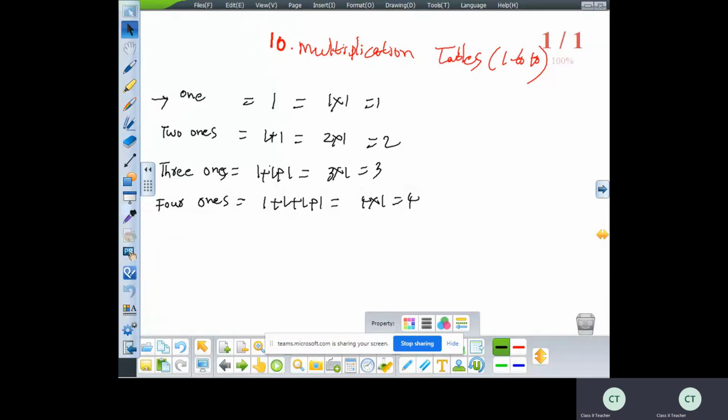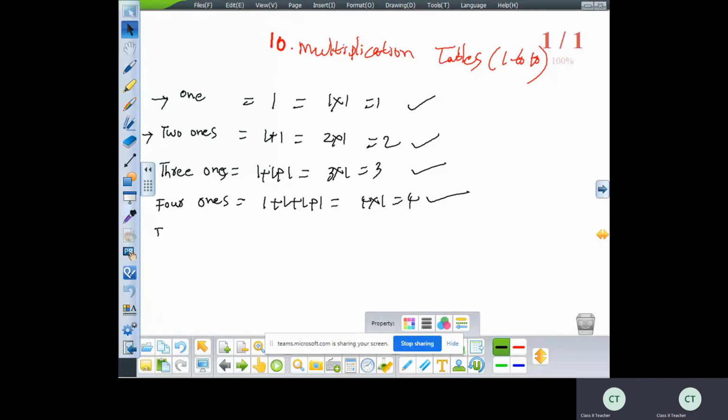2 ones means 1 plus 1. Here 1 is repeated 2 times. 2 times 1. 2 ones are 2. 3 ones, 1 plus 1 plus 1. Here 1 is repeated 3 times. 3 times 1, 3 into 1, 3. Next, 4 ones, 1 plus 1 plus 1 plus 1. 1 repeated 4 times. 4 times 1, 4 into 1. 4 is multiplied by 1. 4 ones are 4.